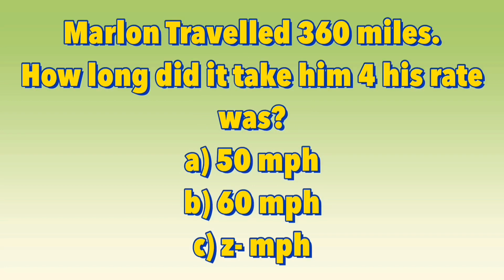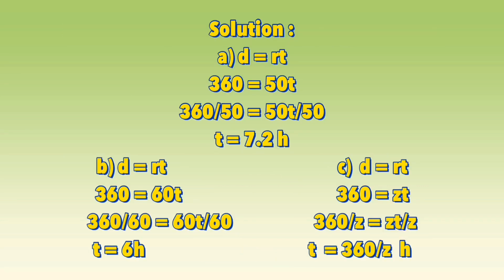Okay, another problem, number 3. Marlon traveled 360 miles. How long did it take him if his rate was A, 50 miles per hour, B, 60 miles per hour, and letter C, Z miles per hour? Okay, in this problem, we're asking for the time of travel of Marlon, who covered 360 miles. That's the distance.